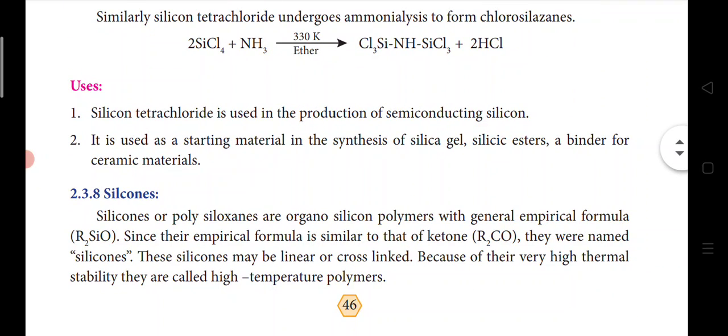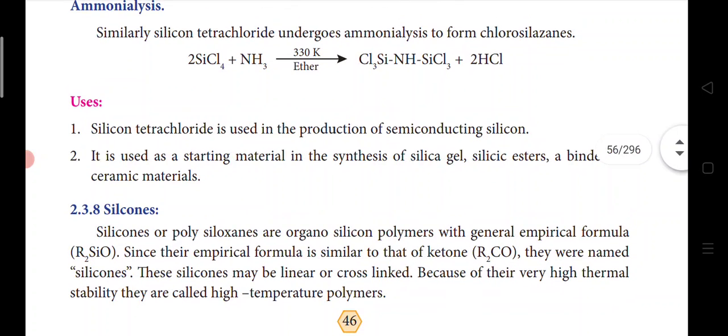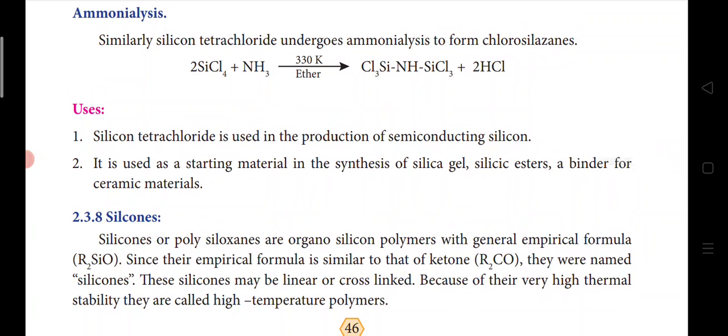And uses: silicon tetrachloride is used in the production of semiconducting silicon. It is used as a starting material in the synthesis of silica gel, silicic esters, and as a binder for ceramic materials. So it is very commonly used as a binder in ceramic materials, and in silica gel and silicic esters, and also in the production of semiconducting silicon. So these are the uses. Preparation and uses are always very important. It could be asked in 2 marks. Next, moving on to silicones.